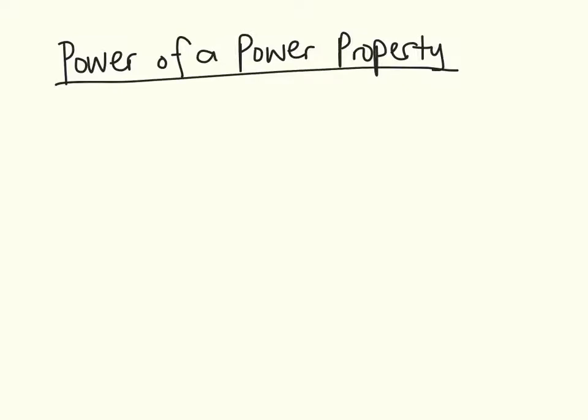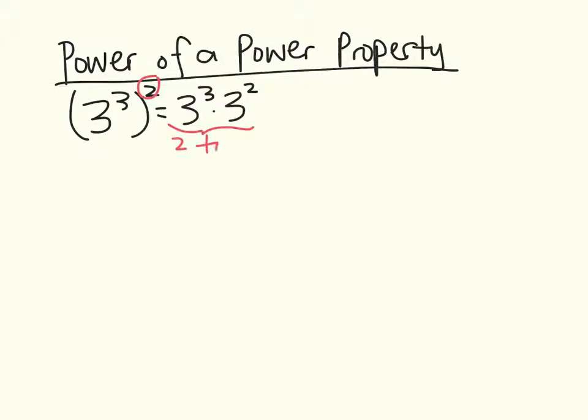So if you look at, say, 3 to the power of 3, and then you square the whole expression, we know that (3 to the power of 3) squared means 3 to the power of 3 times 3 to the power of 3, 2 times, right? Because the power here is 2, that means this appears 2 times. And from here, we also know that 3 to the power of 3 means 3 multiplied by itself 3 times.